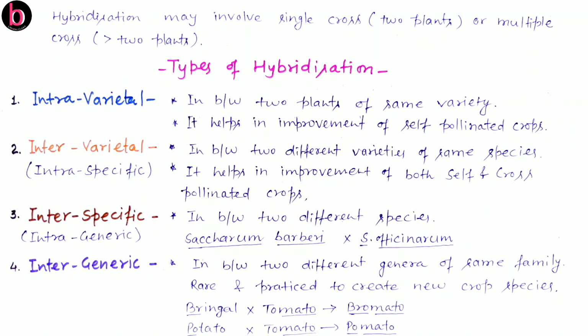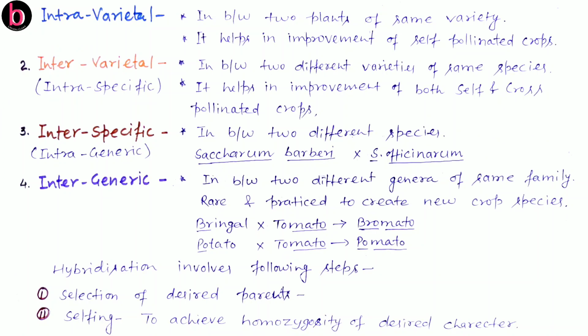Second, potato and tomato, there may be a new cultivar, pomato. Same, there may be other intergeneric varieties. So when we are performing hybridization, this involves a number of steps. First, selection of desired parents.